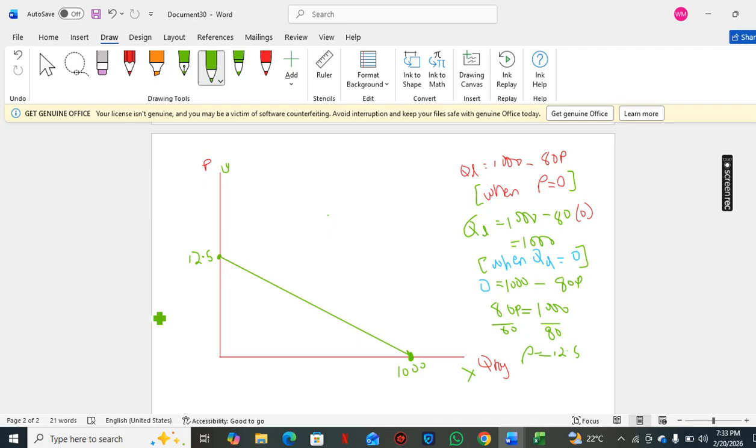Sir, in this, do we always have to use a 0, or can we use any number? You always have to use a 0, because if you use any other number, it will give you a point in the middle. You use 0.